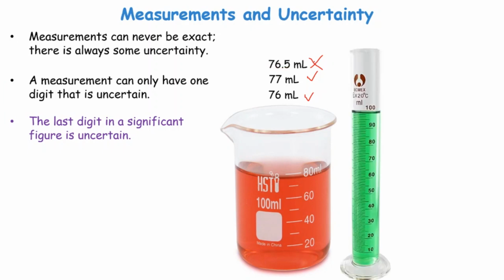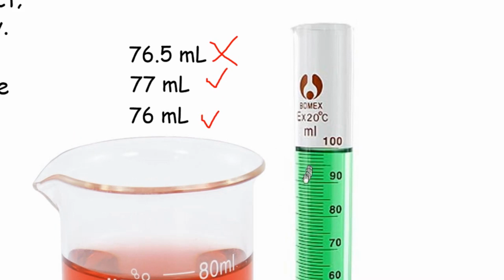Let's look at another example. Right here, we know this is 90 and this is 100. Right in between, that's 91, 92, 93, 94, 95, 96, 97, and 98. I know for sure the volume is greater than 98 milliliters.